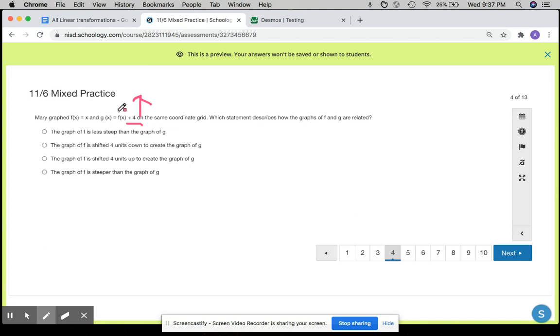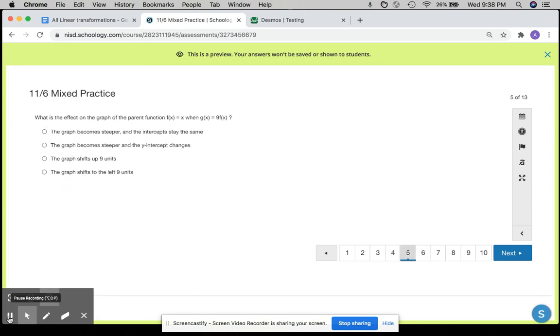Well, here there's nothing going on with my slope. So no, that's not correct. The graph of f is shifted down 4 units to create the graph of g. No, it's a plus 4, so I'm moving up 4. The graph of f is shifted 4 units up to create the graph of g. Correct. The graph of f is steeper than... no. We are not changing the slope, so it's not steeper.